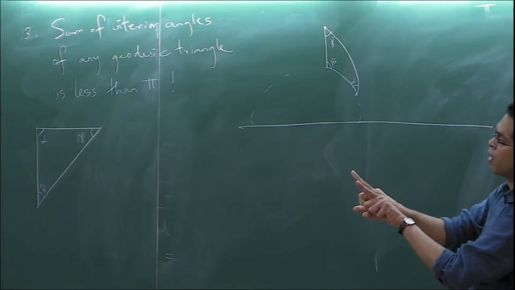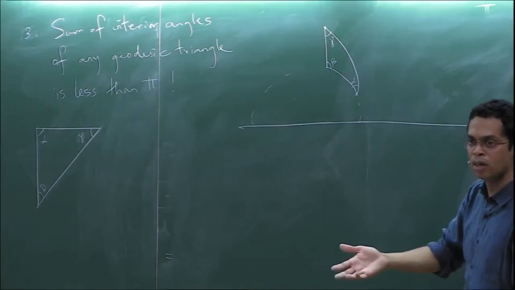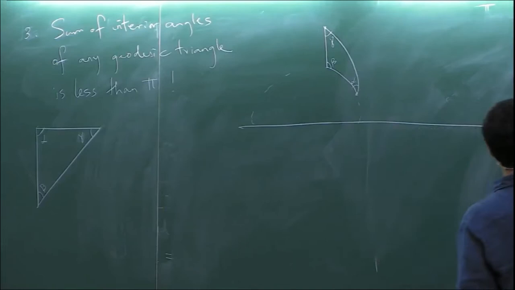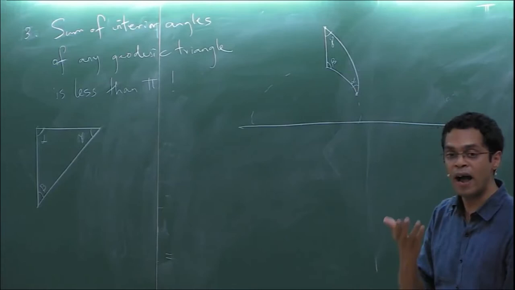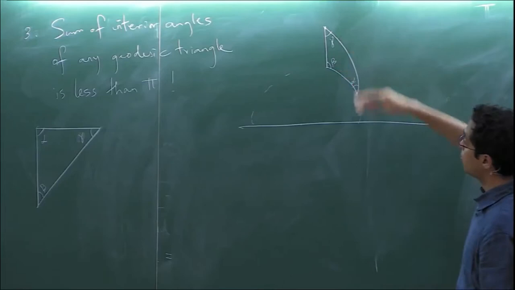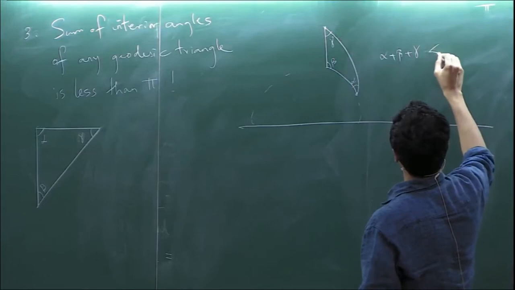Okay? It's an example of a conformal model of hyperbolic geometry. The difference between the Euclidean metric is just a conformal factor. Okay, so that doesn't change the angles. So indeed, these angles in a hyperbolic geodesic triangle are strictly less than pi.